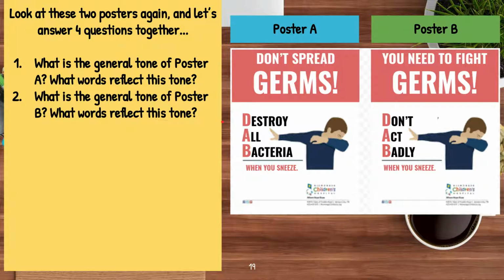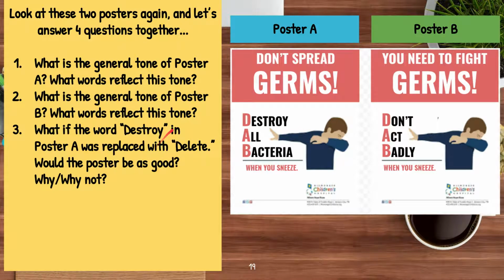What's the general tone of poster B and what words reflect that tone, right? The general tone of this one is definitely negative, right? Again, we talked about it before, right? Words or phrases like you need to fight germs kind of comes across as negative, like you're being accused of not doing that already. And then don't act badly, right? You're being told that you're bad if you're not doing this correctly, right? So that is designed to make you feel bad.